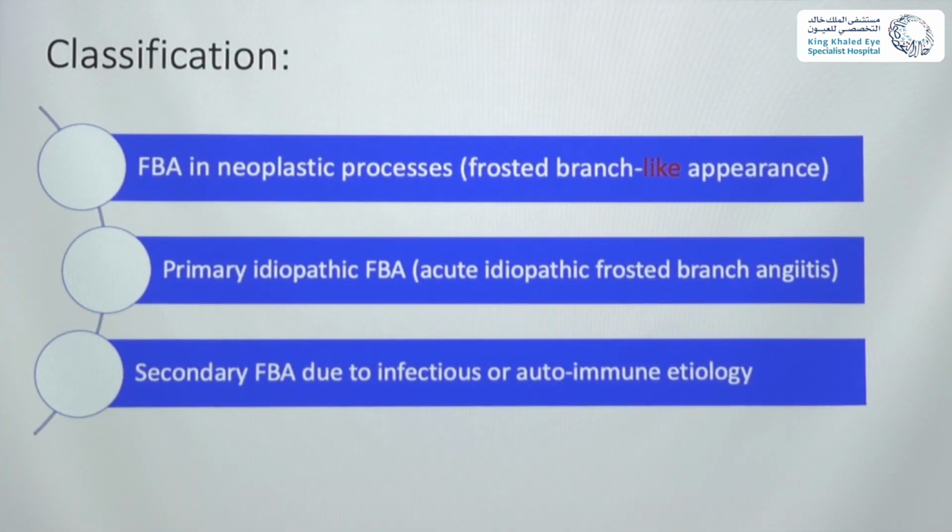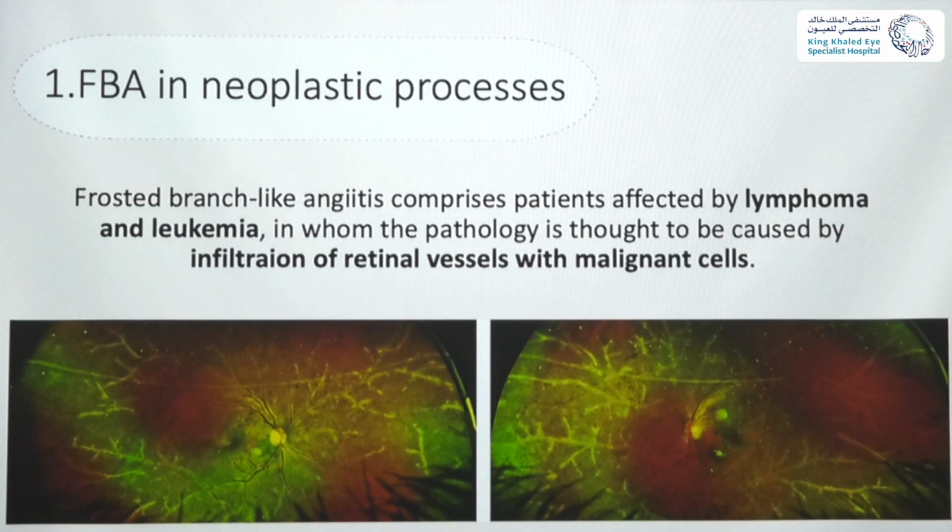So the first group, as we said, is frosted branch angiitis in a neoplastic process. It's a frosted branch-like appearance. The second group is primary idiopathic frosted branch angiitis, which is also called acute idiopathic frosted branch angiitis. And the third group is secondary frosted branch angiitis due to either infectious or autoimmune etiology. This is the first group, in which it's caused by lymphoma or leukemia, and the appearance of frosted branch angiitis is due to infiltration of retinal vessels with malignant cells.